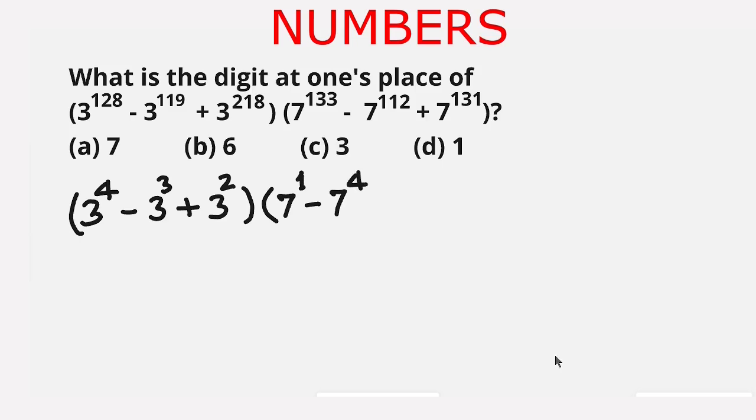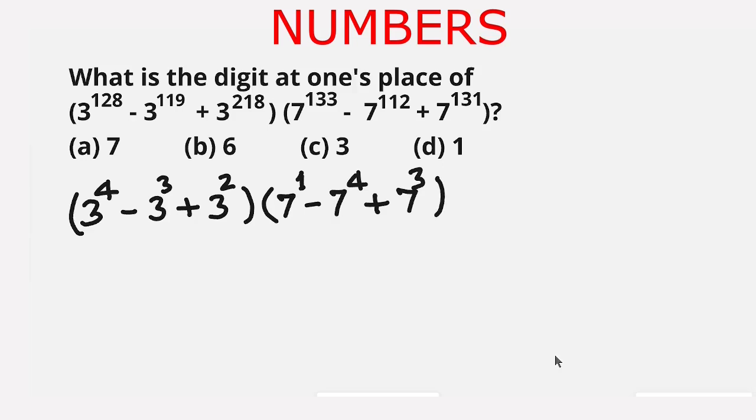So we write 7 to the power 4 plus 7 to the power 131. We divide the last two digits of 131, which is 31. 7 times 4 is 28. 31 minus 28 is 3. So we write 7 to the power 3 and we close the parenthesis or bracket.